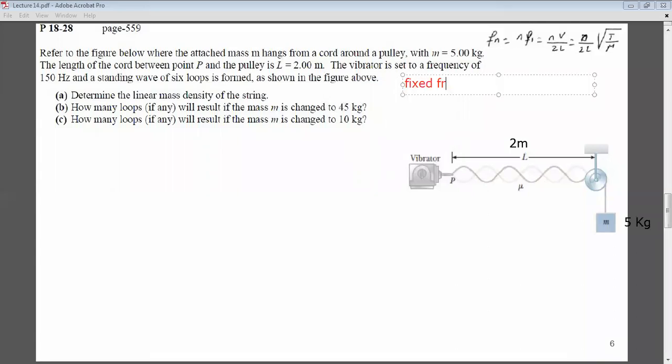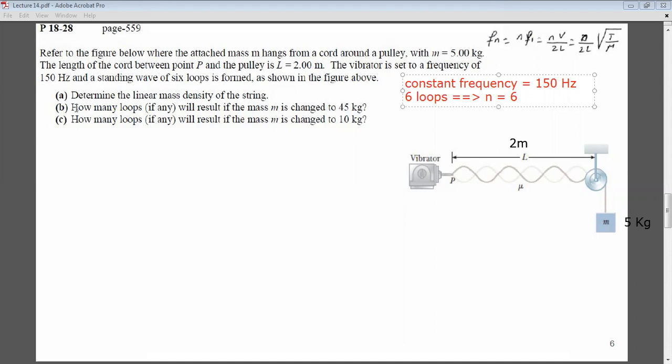Fixed frequency, constant frequency equal to 150 hertz, and a standing wave of 6 loops. Just as we see here: 1, 2, 3, 4, 5, 6. So we have 6 loops, which implies N is equal to how much? N is the number of antinodes. I have 1, 2, 3, 4, 5, 6, so N is equal to 6. Remember this. So this is the 6th harmonic.